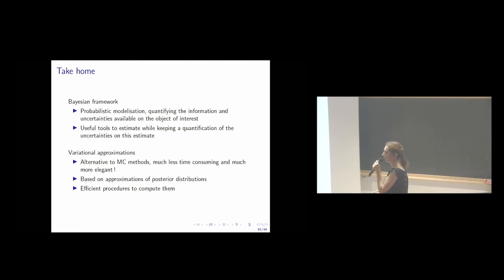So, take-home message. I hope I have convinced you that the Bayesian framework could be helpful for you. You need a probabilistic modelization, but actually for you it's a good thing, because in this probabilistic modelization, you can put some physics on your problems. You just have to consider the right one, actually. And this is good because you can also quantify the information and the uncertainties you have on this particular model.